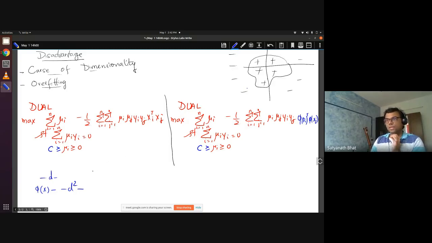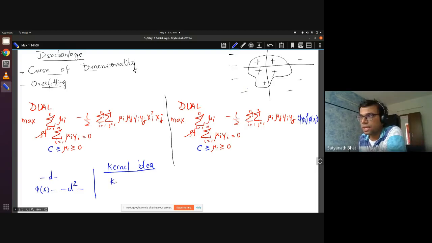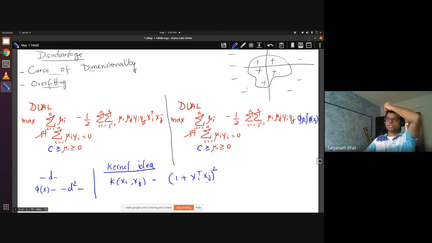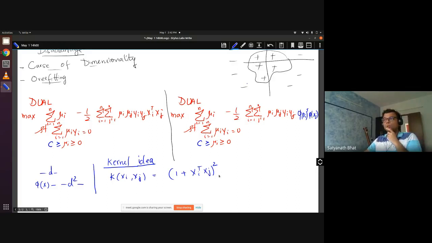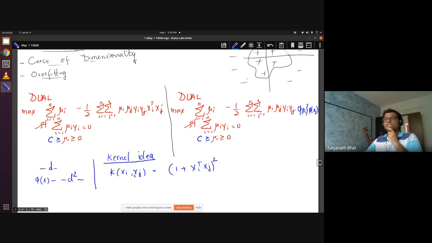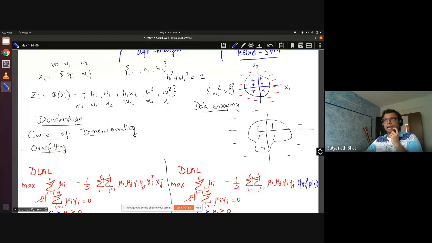Okay, so now there is one more trick which is called the kernel trick. So the kernel idea, I will say, is that you can define a function k of xi xj, which is equal to 1 plus xi transpose xj whole square. Suppose you could do this, so what will it do? Suppose I take a function k of xi xj and that does this. Let us try to take our example of height 1, weight 1.